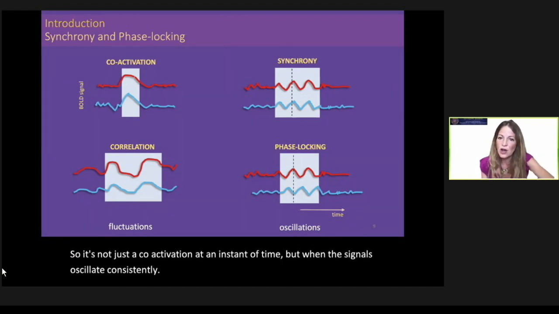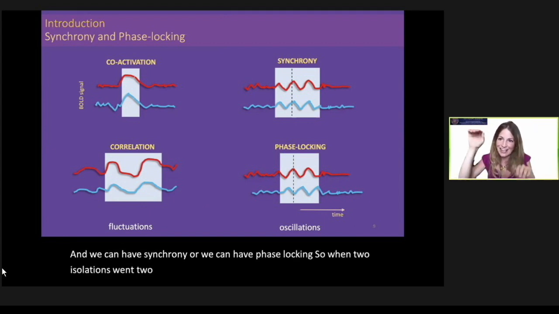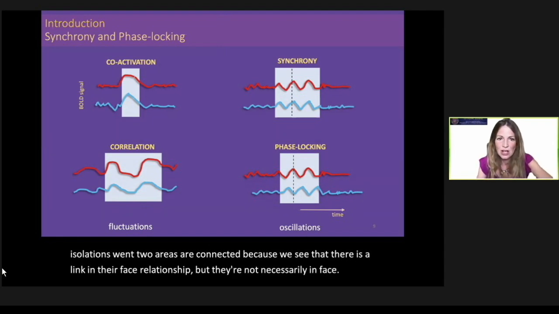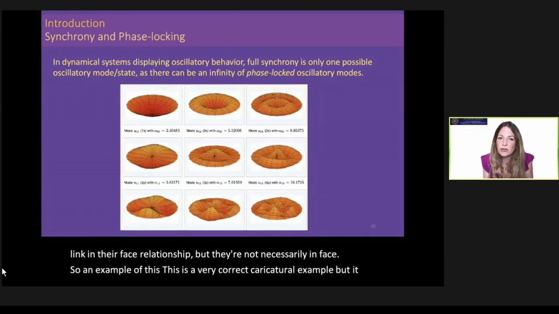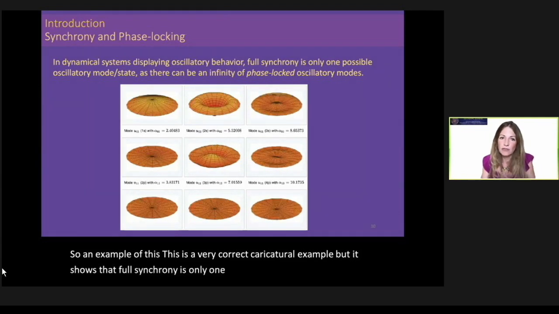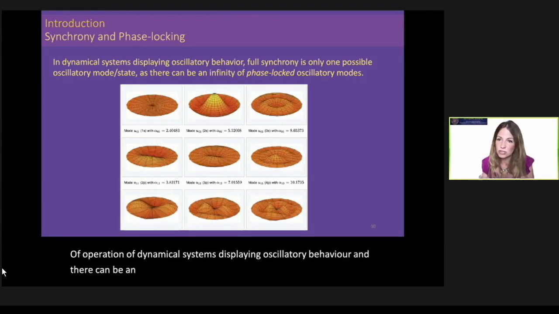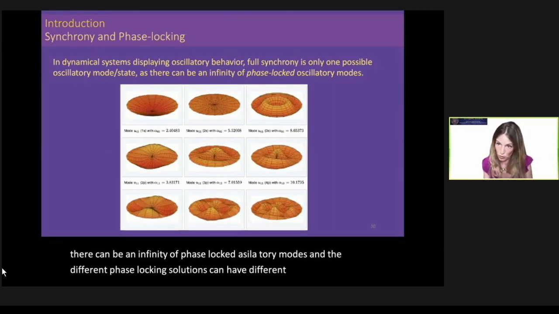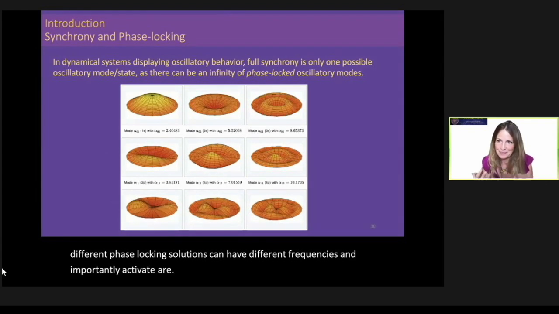And we can have synchrony, or we can have phase locking. When two areas are connected because we see that there is a link in their phase relationship, but they are not necessarily in phase, right? An example of this is a very caricatural example, but it shows that full synchrony is only one possible mode of operation of dynamical systems displaying oscillatory behavior. And there can be an infinity of phase-locked oscillatory modes. The different phase-locking solutions can have different frequencies and, importantly, activate or reveal different parts of the system together.